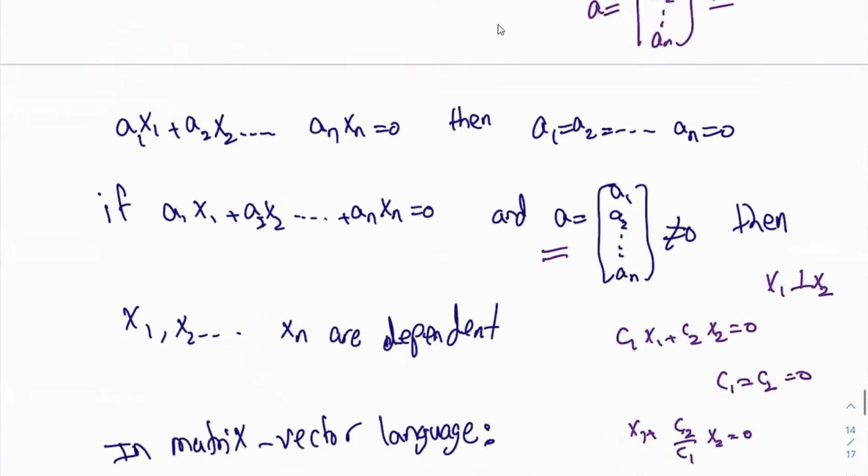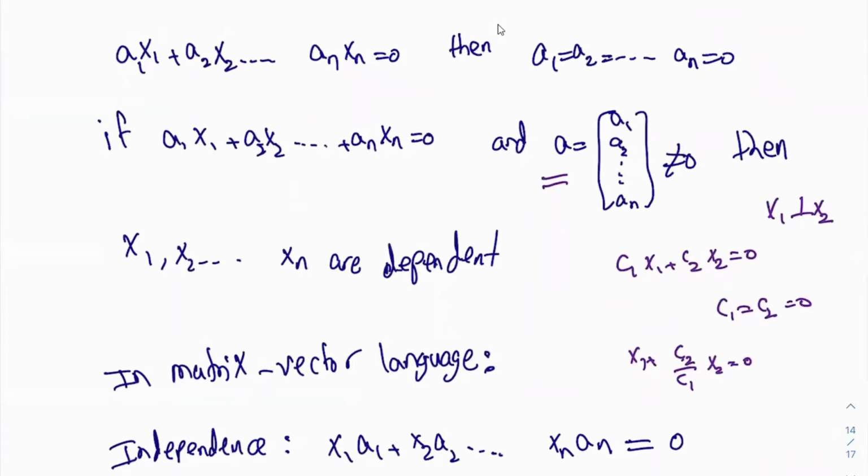What I mean by that is, for example, let's take a case of x1 and x2. We have two vectors. We say that these two vectors, x1 and x2, are independent if, for example, c1 x1 plus c2 x2 is equal to 0 if and only if c1 equals c2 equals 0.